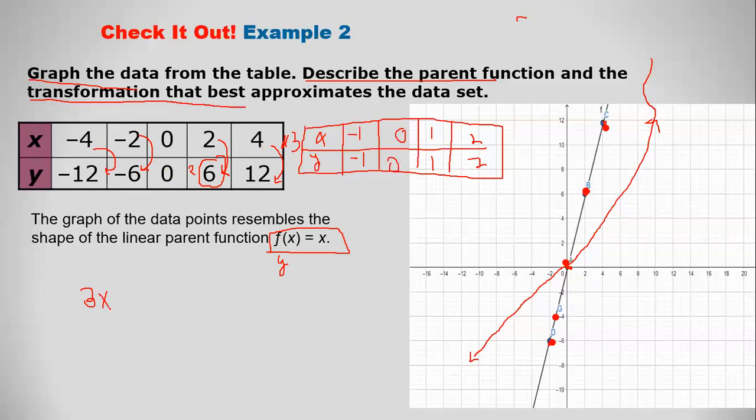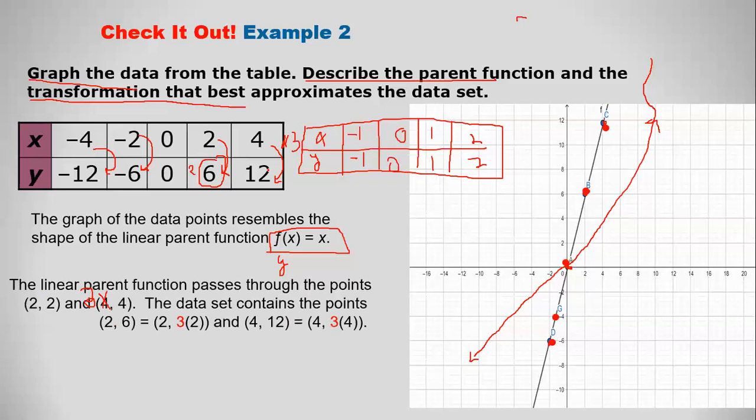Is it translation? No, as said before, translation means positive or negative shift. Do I have a change of sign? No, so not reflection. It will be compression or stretch. This number, x is 4 and it will be 12, so a greater number. The factor here is greater than 1, a big number. So stretch.